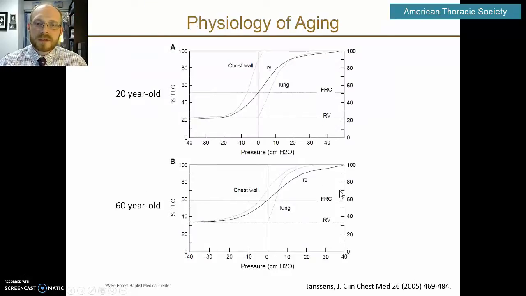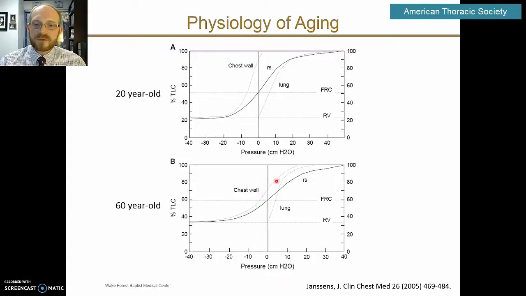This shows a difference between a 20-year-old individual and a 60-year-old individual. You can see the recoil pressure being generated by the chest wall at FRC follows a certain pressure volume slope. And here's the inward recoil of the lung at the same level of FRC. These two forces are balanced, and so the total pressure of the respiratory system is at rest, at zero.